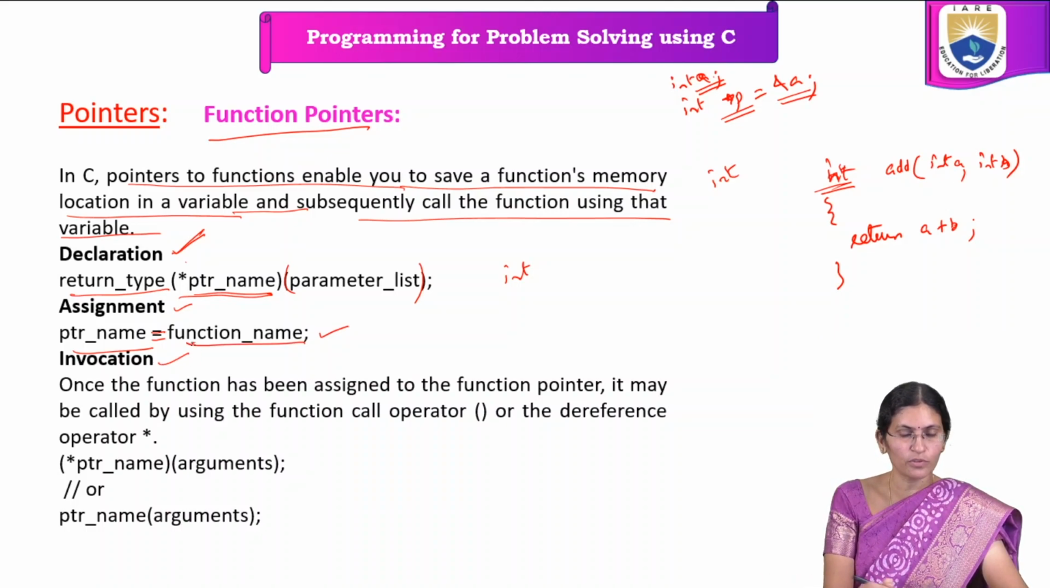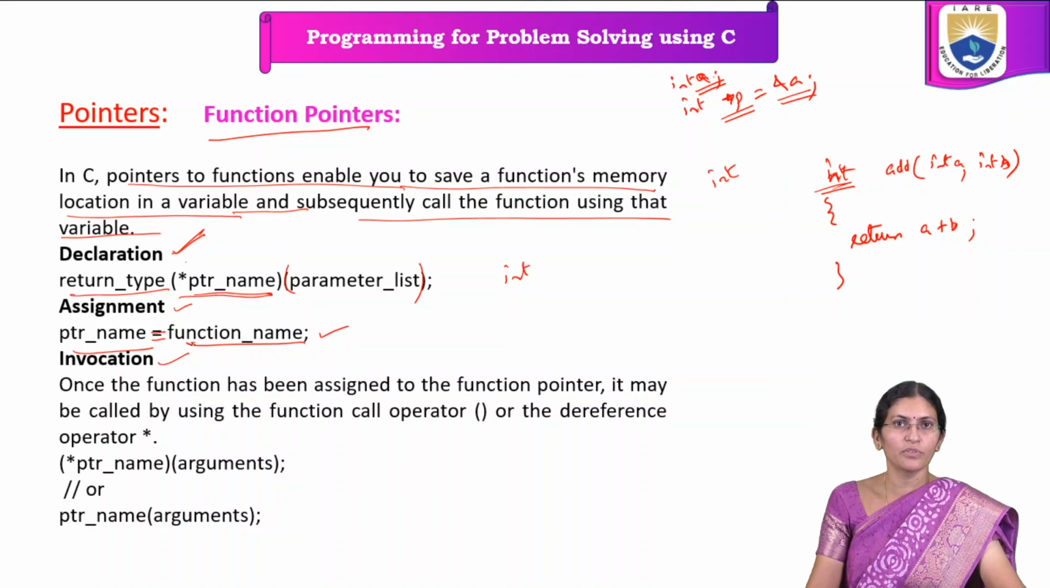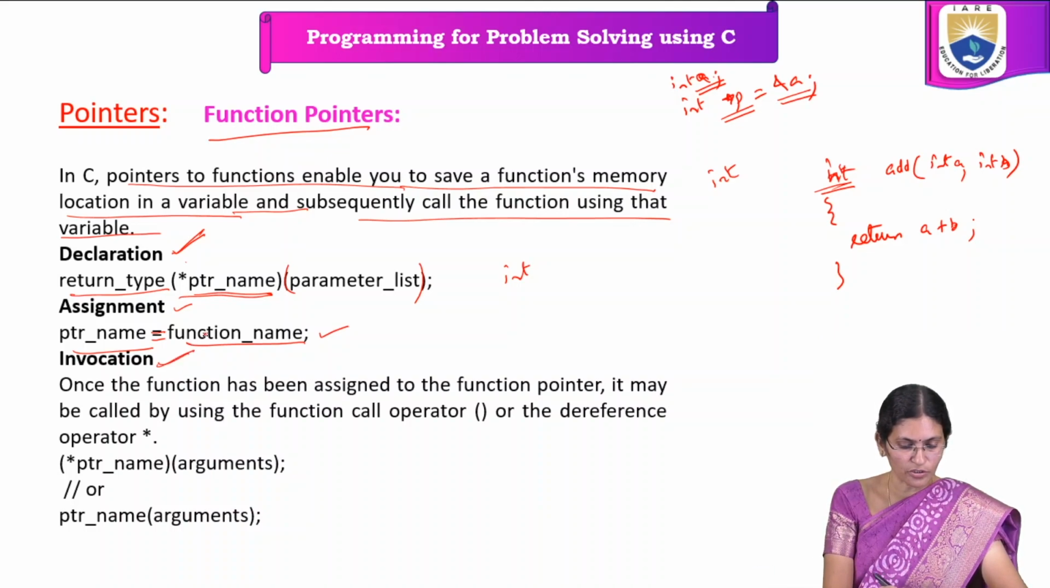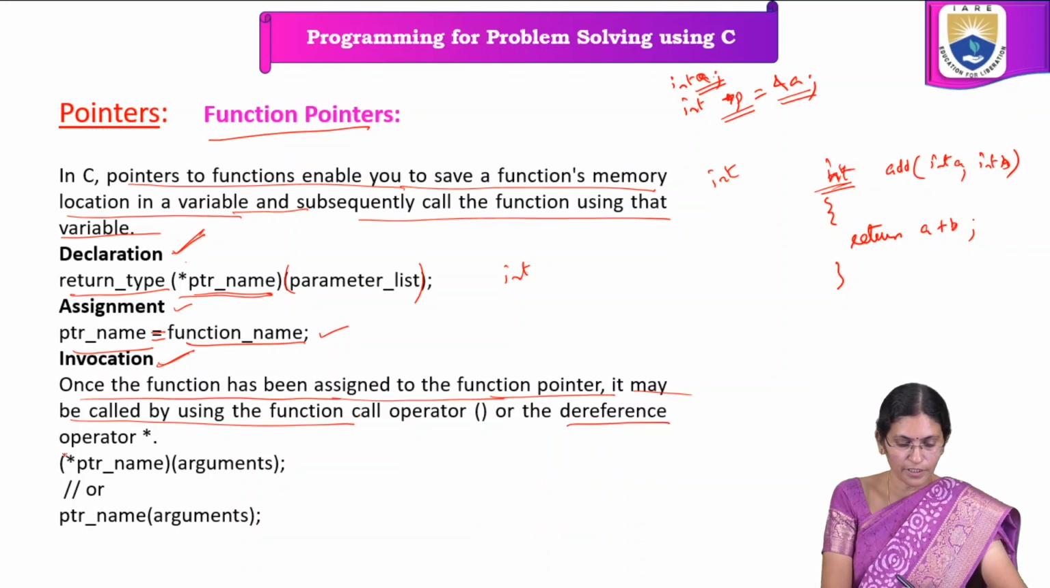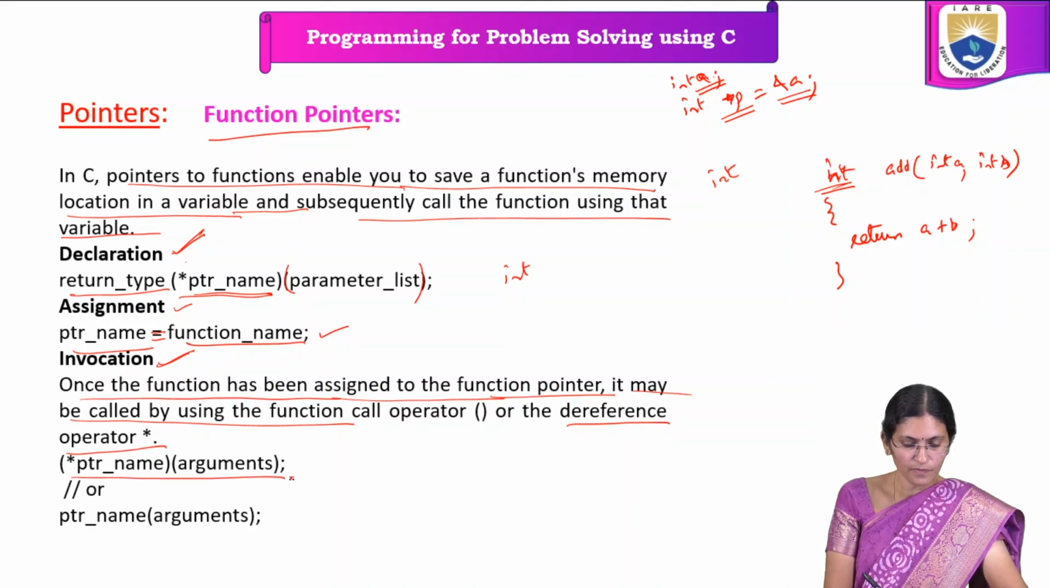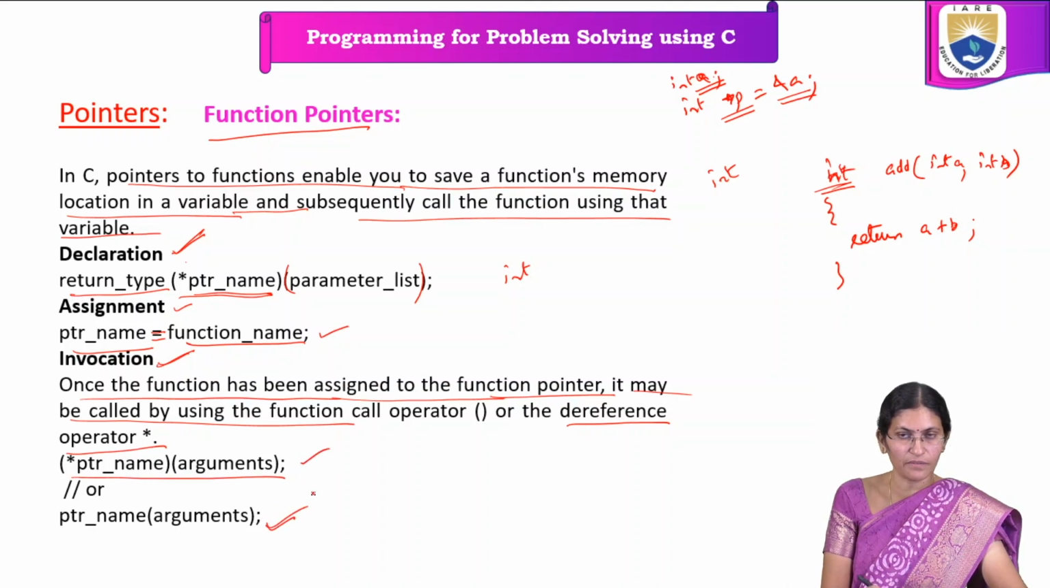Then how can you invoke the function? In order to use the function, we need to call the function. Once the function has been assigned to the function pointer, it may be called by using the function call operator or the dereference operator. So we can call the function by using this or this one. These are the two ways in which we can call the function. Star, name of the PTR name. Here these brackets are important. Here also you need to specify the brackets.